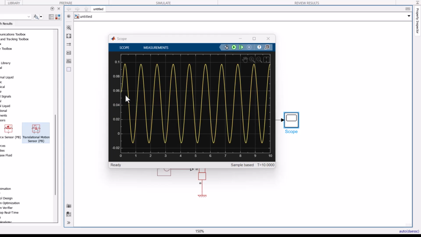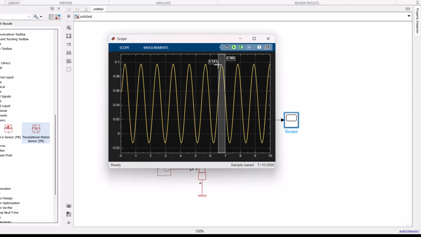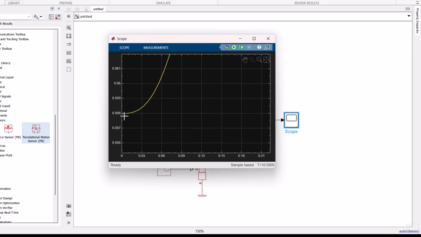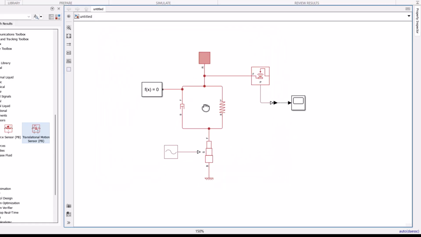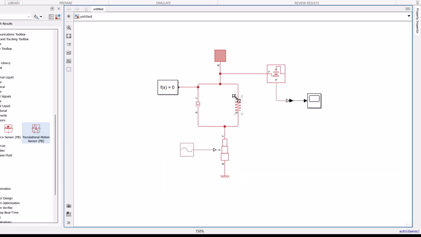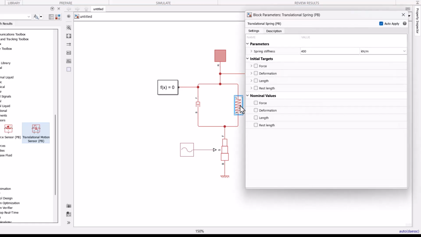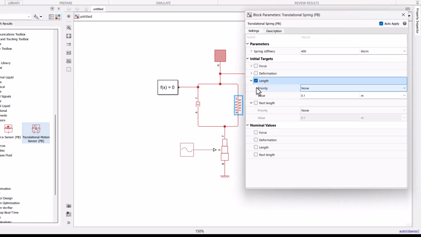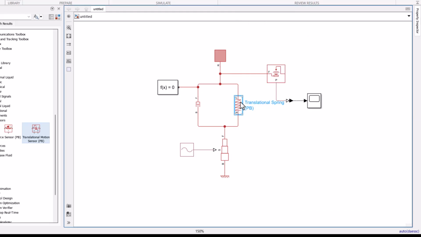And now that I have run this, I can see the oscillations, but this graph is not exactly similar to the one that MATLAB gave me. And the reason behind that is it did not start from zero position, and that's because MATLAB is taking into account the length of this spring. So if I take this spring to be an ideal spring with no length and no rest length, so I set both of them equal to 0 just to neglect the length of this component.